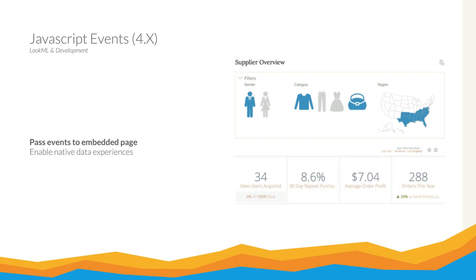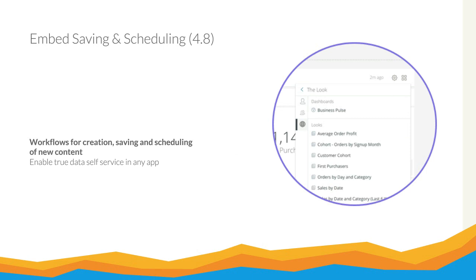Another important change came in 4.8. It's rethinking our content workflows so they can match the workflows of your applications. So particularly saving and scheduling, we allow you to do that and to manage that entire workflow of where it gets saved, who has the ability to schedule those kind of things.